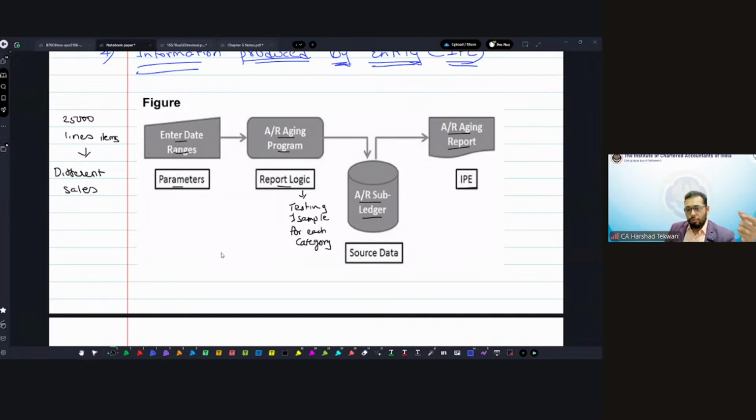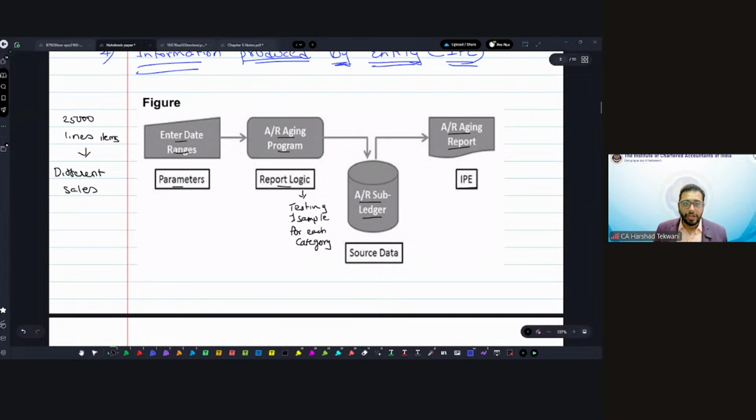Over there, homogeneity, like testing one sample from each category and applying other procedures, will only work if I know that the rest of the data is matching with that. If I can see the rest of the data, if I can perform the procedure on the rest of the data, if I can compare it and then I take a sample, fine. But still it will not address my completeness issue. And for that, I need to perform additional procedures on my source data.